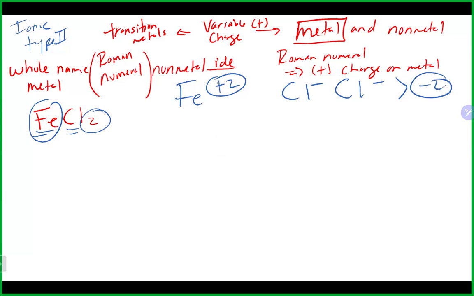Now I have everything I need to name this. I'm going to use the whole name of the metal, which will be iron. I'm going to put a Roman numeral of 2 because that is the charge on the metal. And just like in type 1, it does not matter how many of those nonmetals you have, it is still just going to be called chloride. So this would be iron Roman numeral 2 chloride. First off, any questions on that?